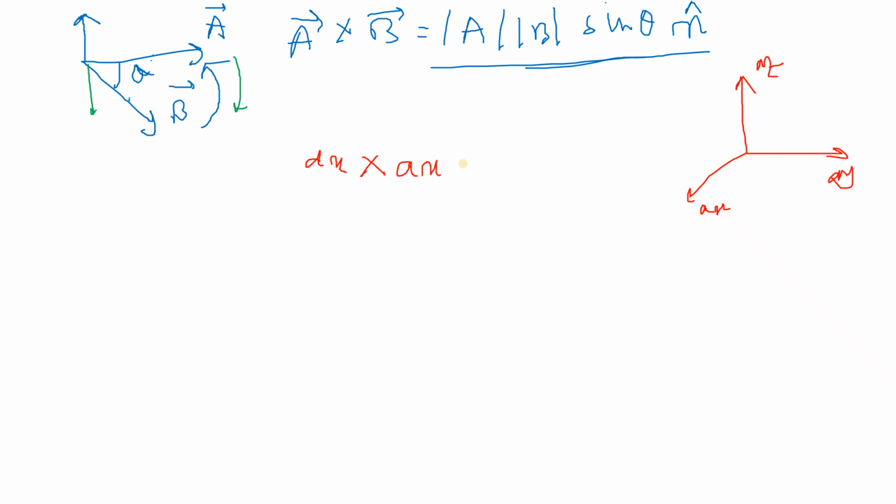So in our case, if you take unit vector x cross unit vector x, it will be magnitude into sin 0. So the solution is 0. That means the cross product of a unit vector with itself will give you 0.